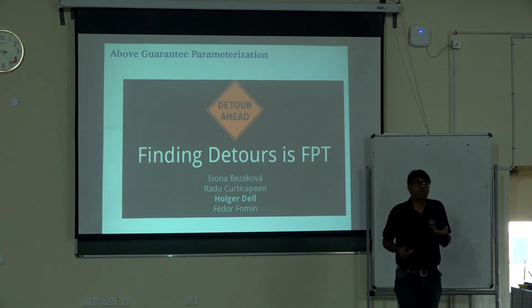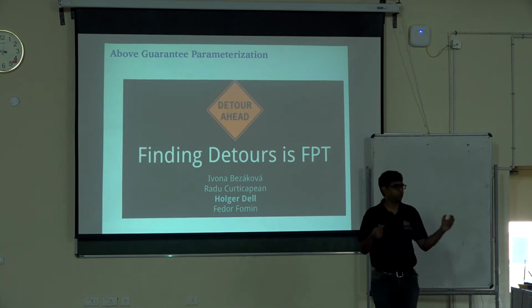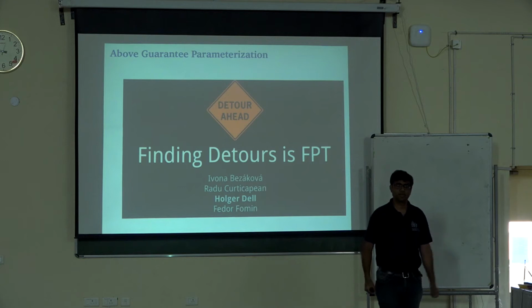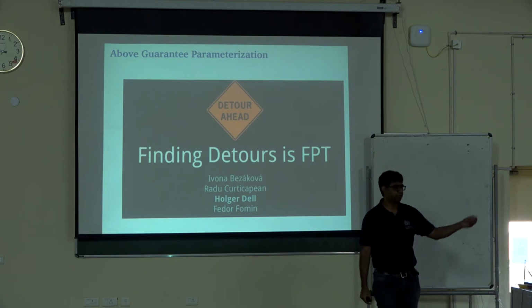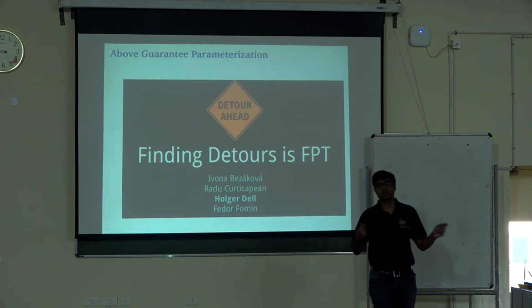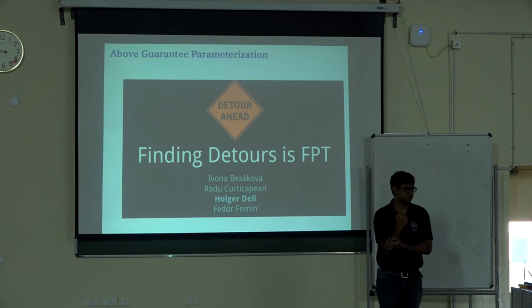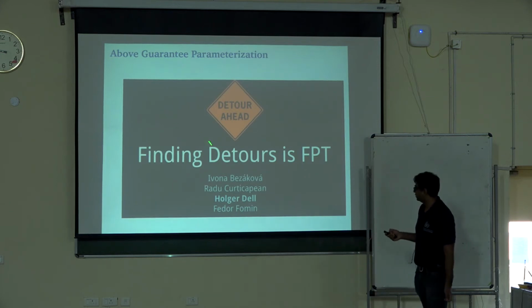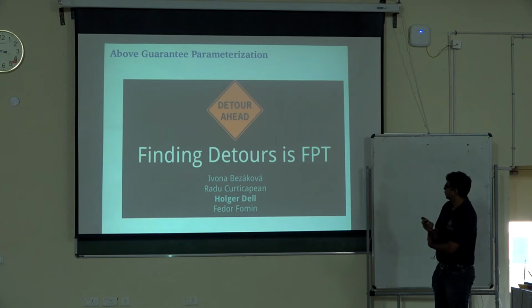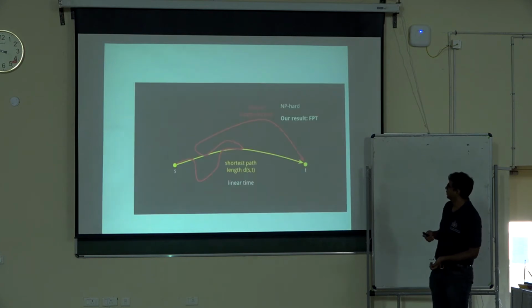So can you give me something beyond the guarantee which is provided by the graph itself? Or one could also have asked, given a graph G, is there a path of length, say, diameter plus k? The diameter is nothing but the maximum of all the shortest paths between pairs of vertices. So these people had this motivation, Ivona, Radu, and Holger and Feder, and they defined this problem.